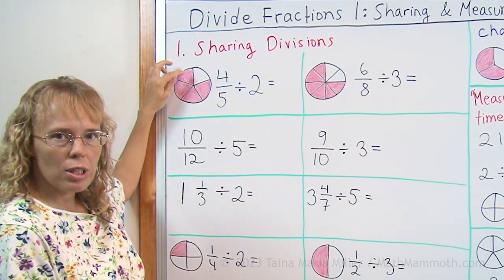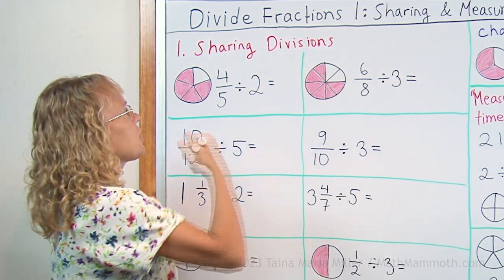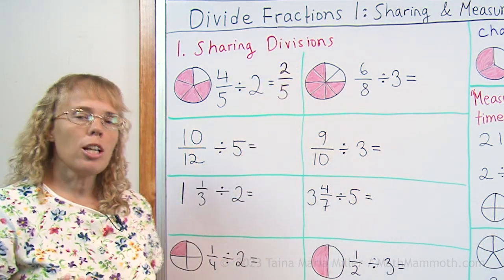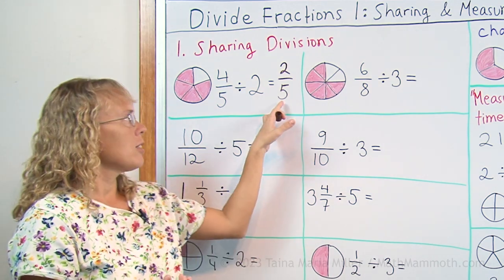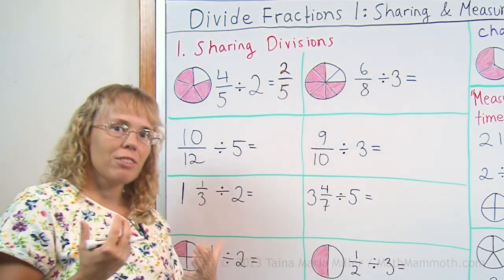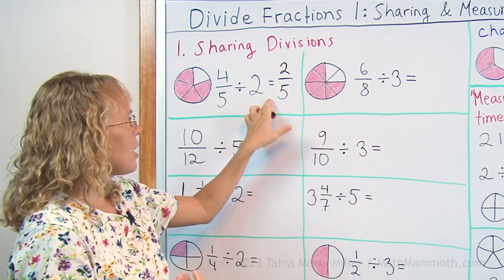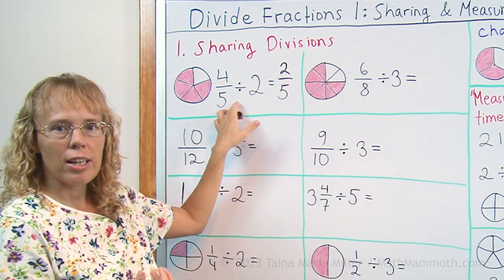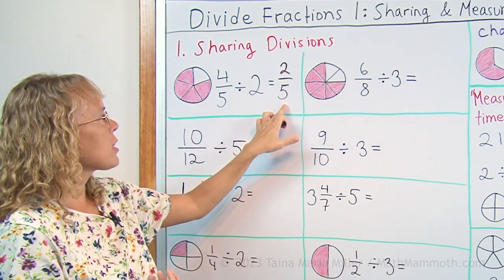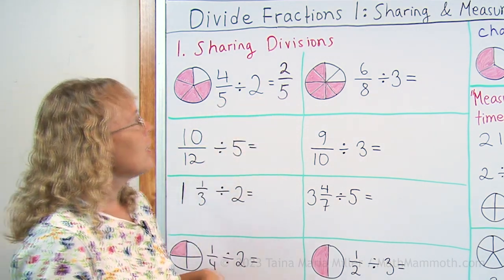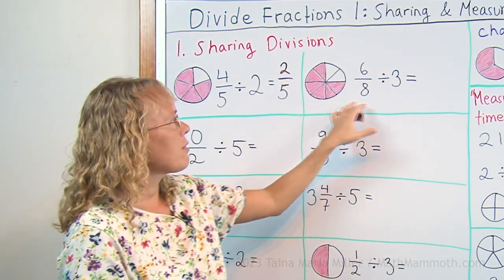Each person will get 2 slices, right? So each person gets 2/5. You can also check this answer by multiplication, because division and multiplication are opposite operations. So I can go this times this and check if I get 4/5, you know? 2/5 times 2. Is it 4/5? And sure it is.